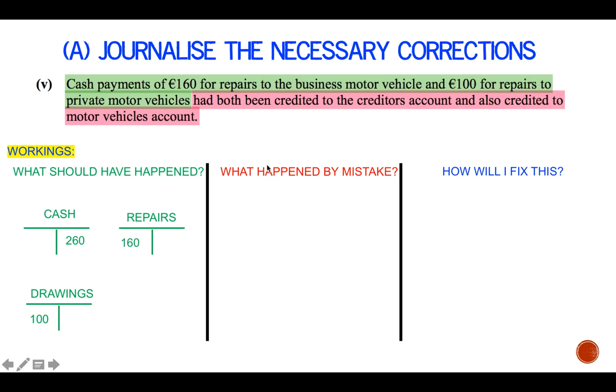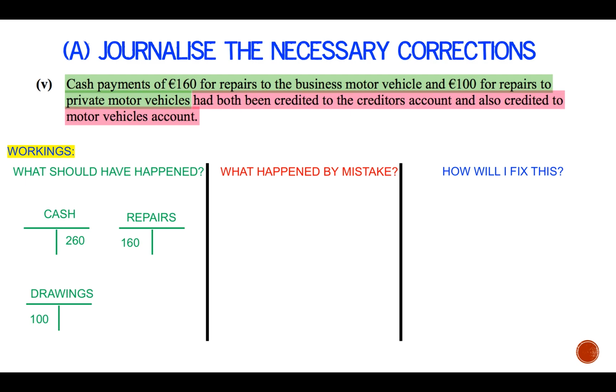Then we have repairs to the business motor vehicle. Now repairs is an expense, it's not an asset. So to the repairs account, the expense account, it is €160 on the debit side. And then we have €100 for repairs to private motor vehicles. The word private there is going to suggest that we have taken something out of the business or put something in. In this case, it's taken something out of the business. So it is going to be the drawings account and we are going to debit the drawings account. So that is what should have happened.